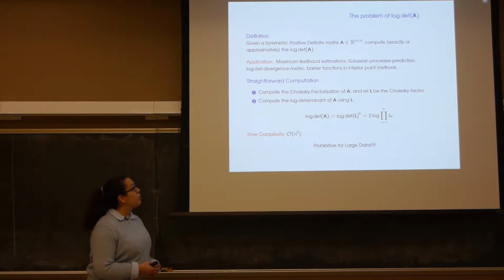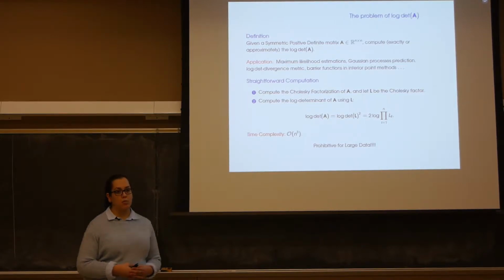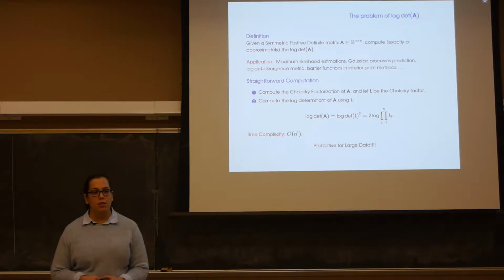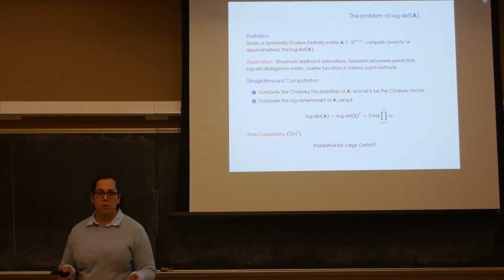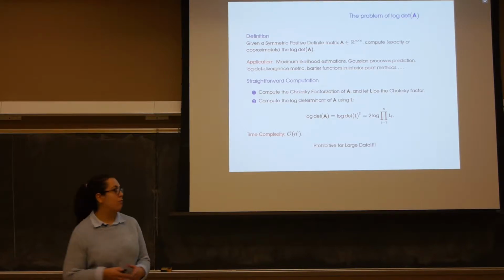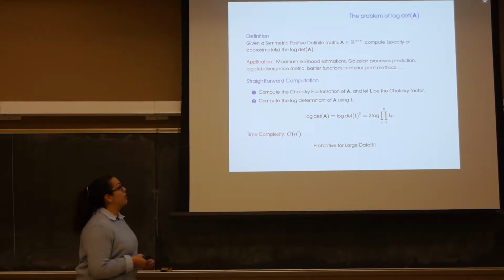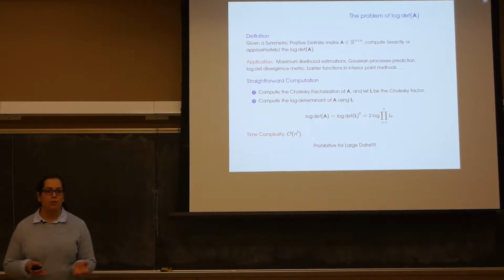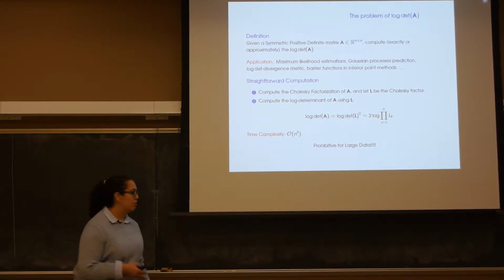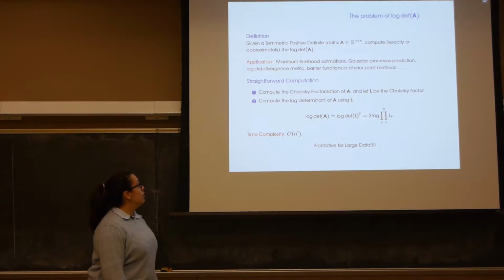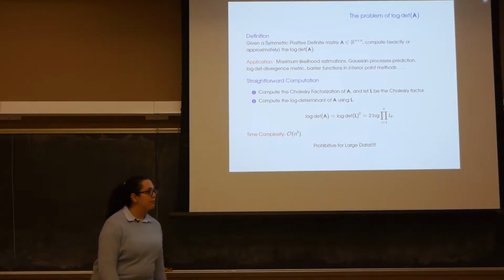So why we want the matrix to be symmetric positive definite is because the eigenvalues will be greater than 0. They are all positive. So we don't have any problems to compute the logarithm because there is no logarithms of negative numbers or 0. So let's think about this problem.